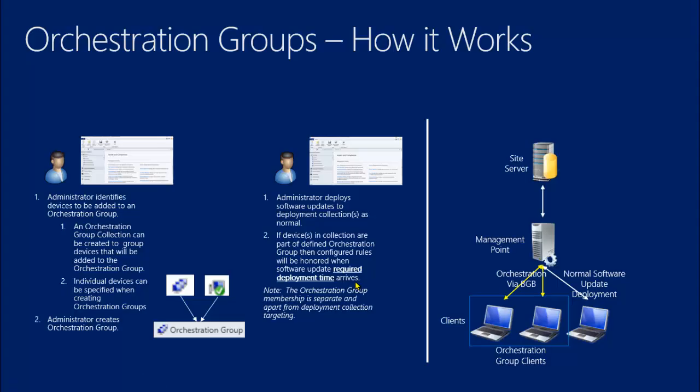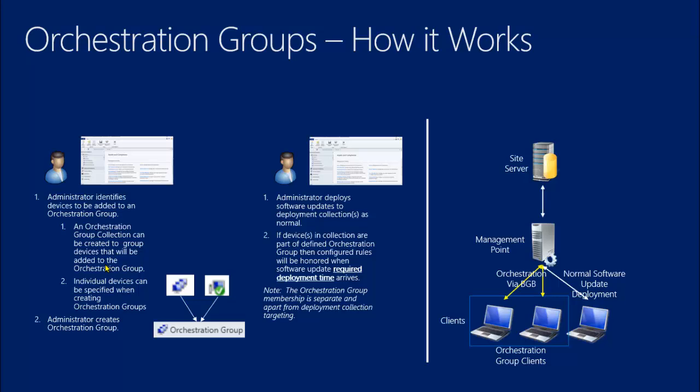So this is my graphical attempt to go through the process of how this works. The first thing is we're going to have an administrator working in the console and identifying devices that should be added to an orchestration group. Then through the console, the admin has a couple of options. They could have a collection already built. Now, I don't think this is necessary. It might be good for a visual representation of what systems are, or maybe there are already collections that contain the devices that we care about.